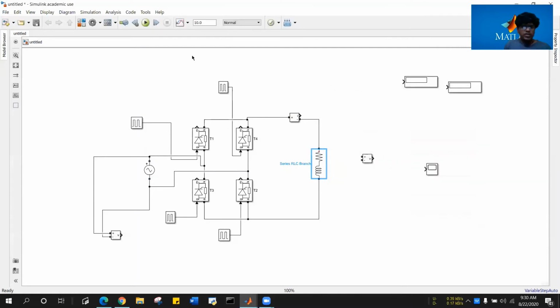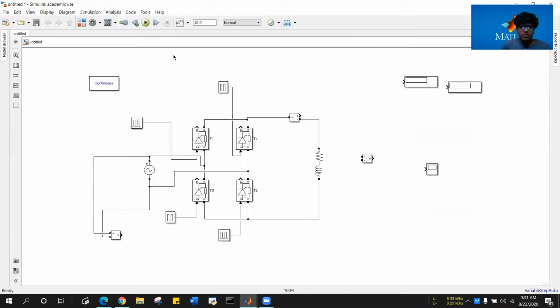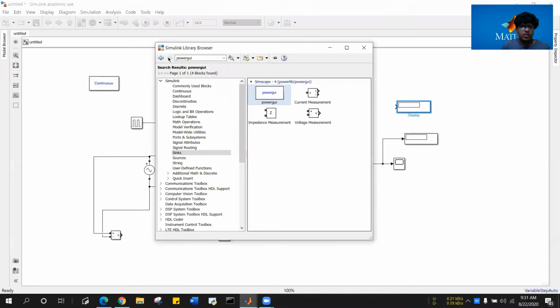Right, now what do we need? We need a powergui. So now we'll go for a powergui. Just place the powergui here, and now just connect this voltage measurement to the output. Let's go. Now I'll have two displays. Now I need the mean value, so I'll get one mean also.